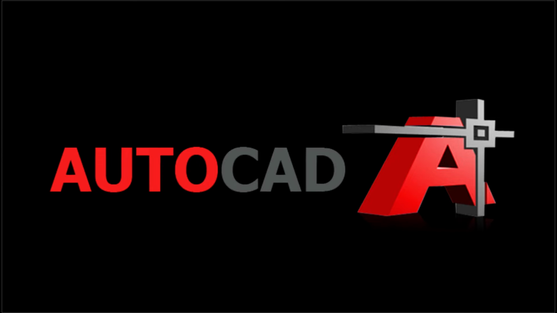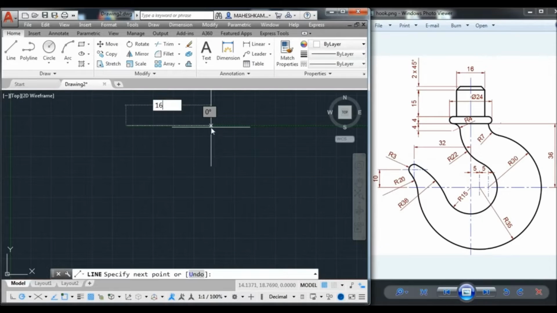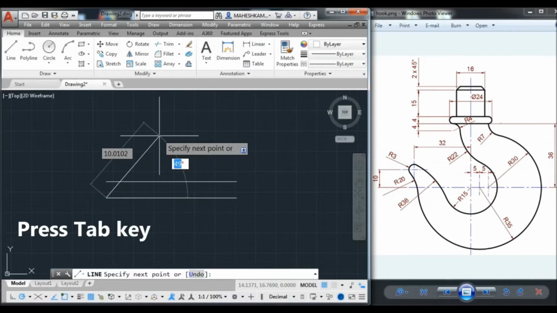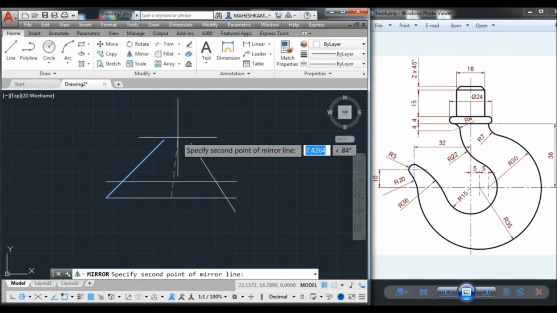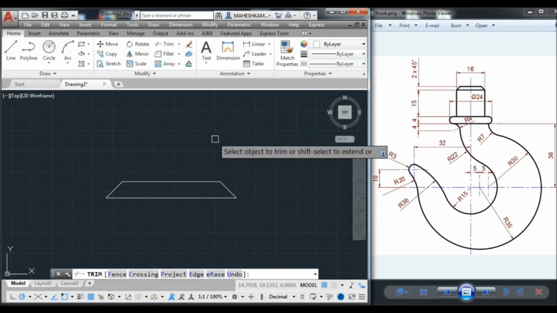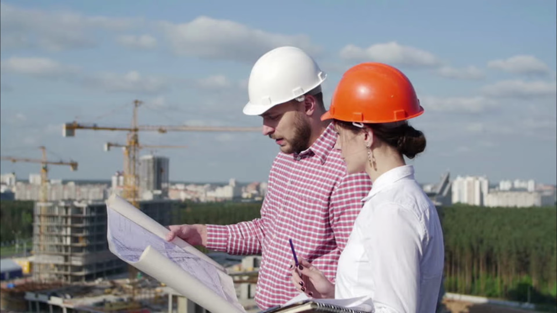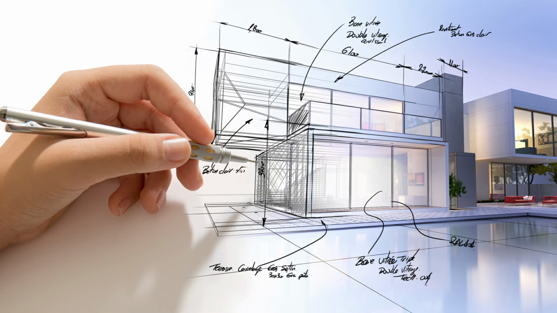AutoCAD stands for Automatic Computer Aided Design. AutoCAD is one of the most famous drafting tools that can be used to create detailed 2D and 3D drawings with the aid of a computer. It was created by Autodesk and it is widely used by architects and engineers for preparing detailed design drawings as well as shop drawings for execution.